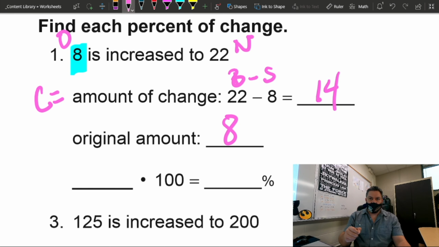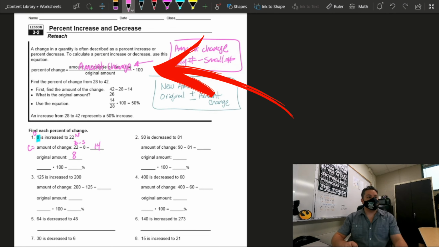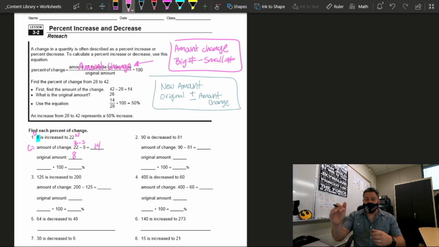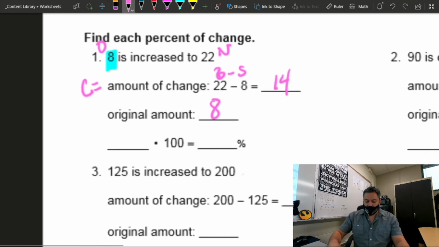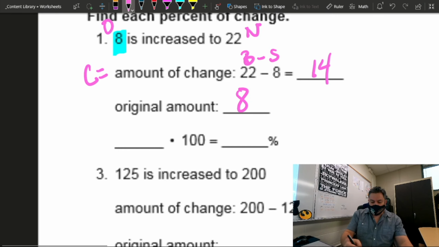The formula said amount change divided by the original. The original number is always going to be at the bottom, and you're going to use this in science whenever you talk about experimental probability or theory, things like that. The original number is always going to go on the bottom. So with that said, it says the amount change divided by the original.